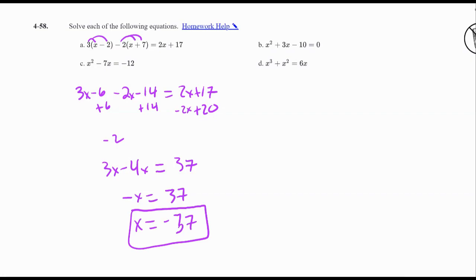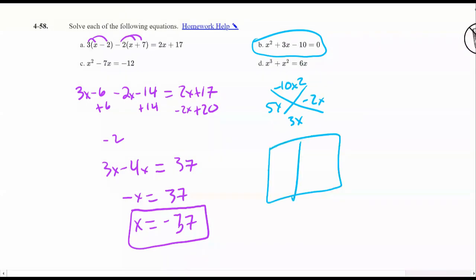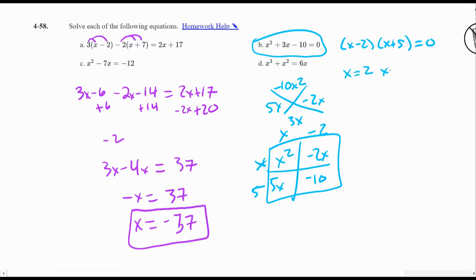But second one here, it looks like I can just maybe try factoring to start. So negative 10x squared and 3x, 5x and negative 2x. Looks good. So throw it into the box: x squared, negative 10, 5x, negative 2x, x, x, negative 2, and 5. Maybe I'm going too fast for you, but I'm hoping you know how to factor by this point. Maybe not. So this one here, my two solutions, because I have a quadratic, are 2 and negative 5.